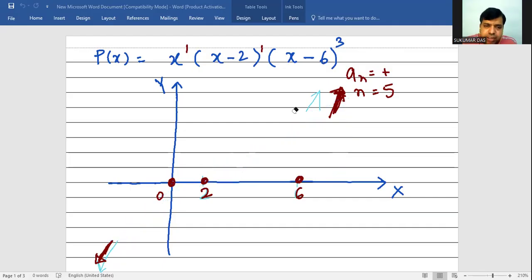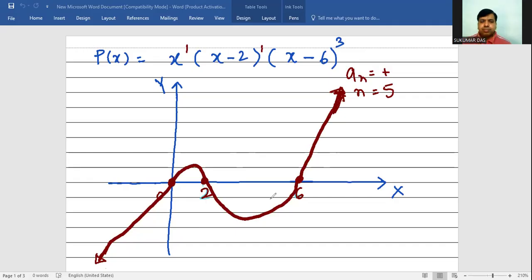You tell me where it will bounce, where it will cross. So it will cross everywhere, right? Because there is no even multiplicity. So it will cross everywhere. So it will go like this. It will cross it. It will again cross it. It will again cross it. It will go like this. Just it will cross.